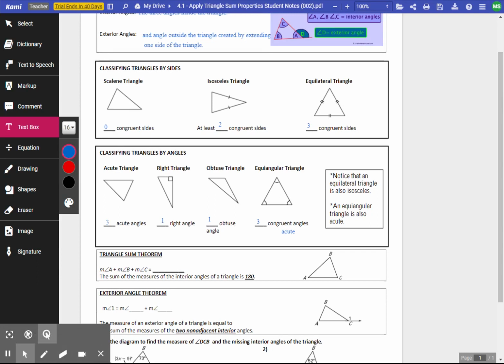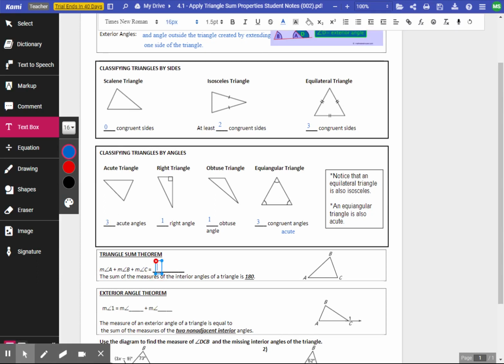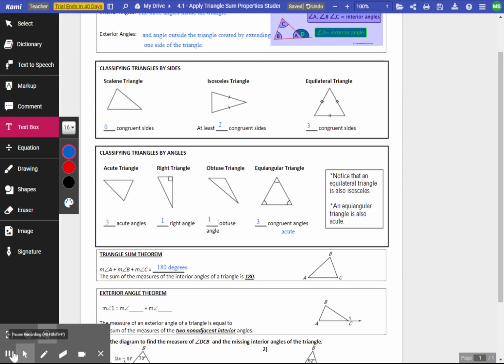All right. So if you just watched the video, what we figured out is that when you add the three interior angles of a triangle together, they add up to 180 degrees. That means the measure of angle A plus the measure of angle B plus the measure of angle C is equal to 180 degrees. That little tidbit of information is going to be something we come back to for the rest of the school year. So 180 degrees interior angles. Remember that.